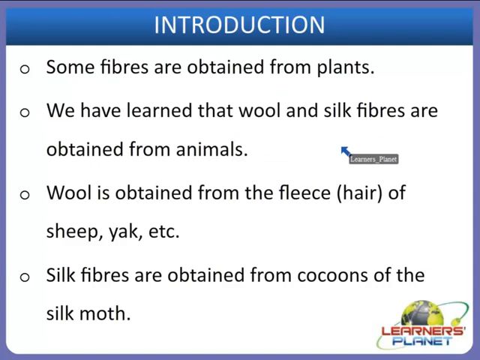So we have learned that wool and silk fibers are obtained from animals. Wool is obtained from the fleece, that is also called hair, of certain animals like sheep, yak, etc. Silk fibers are obtained from cocoons of the silk moth. So there are different animals from which we can obtain different types of fibers. So basically we can say that fibers are obtained from plants as well as from animals. But in this session, we will concentrate on the fibers which are obtained from animals.